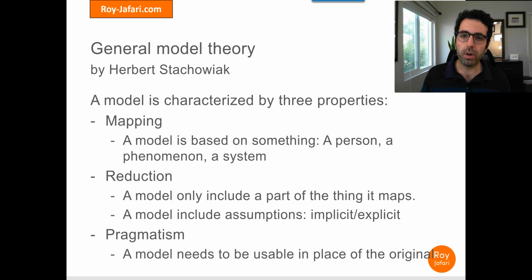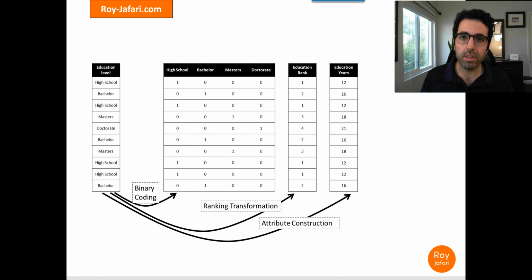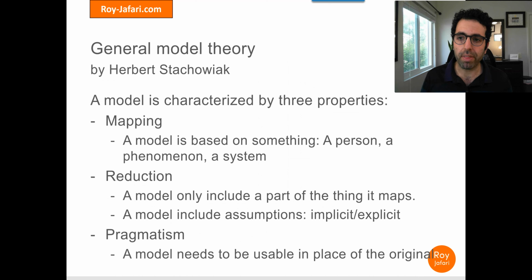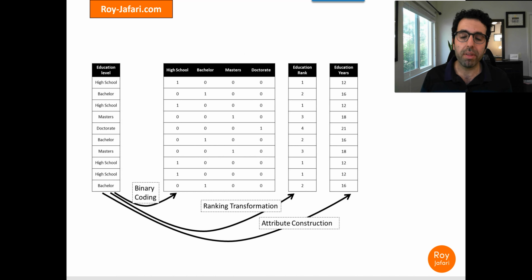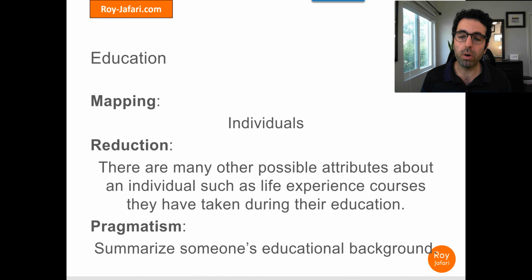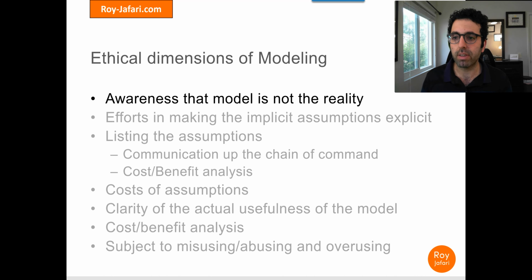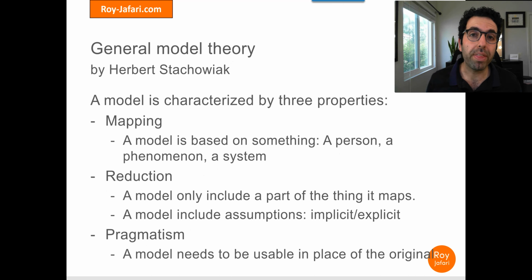So, for the rest of this video, one thing I wanted to mention is that, as far as the rest of the ethical conversation that we can have about ordinal attributes, they are very similar to nominal attributes, right? You have mapping, reduction, pragmatism, and then you've got these different dimensions of ethical modeling. So I'm not going to go over these in this video.